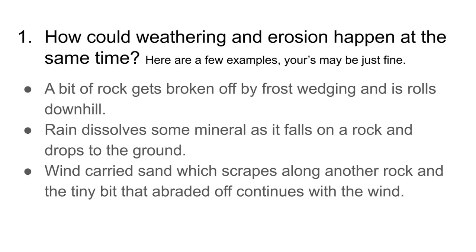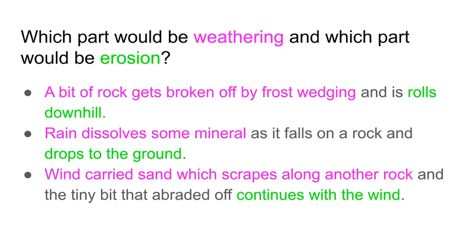So here's the first question. How could weathering and erosion happen at the same time? And I've listed 3 different sentences that show both examples of weathering and erosion that occur in these same places. Now, your answers may be different than mine, but just check to see if you have these patterns.